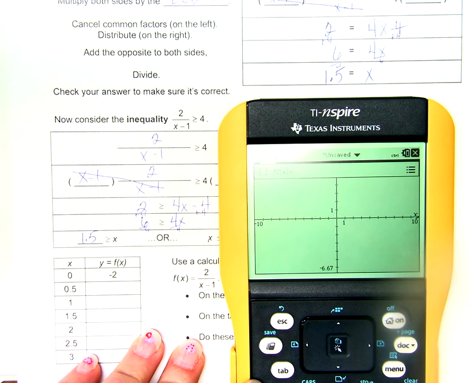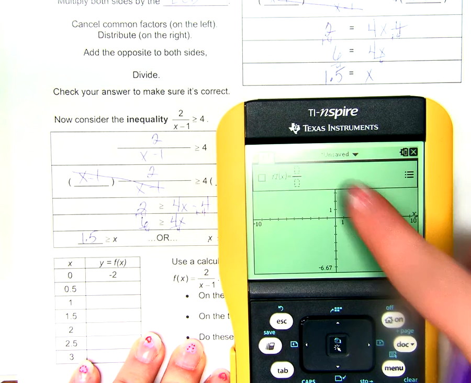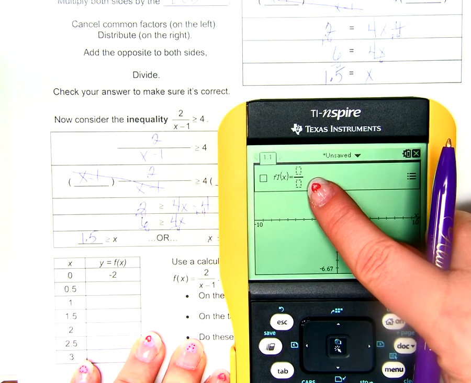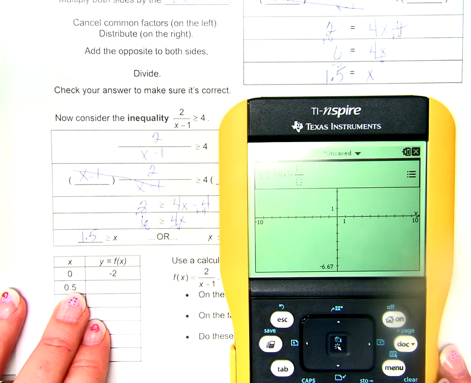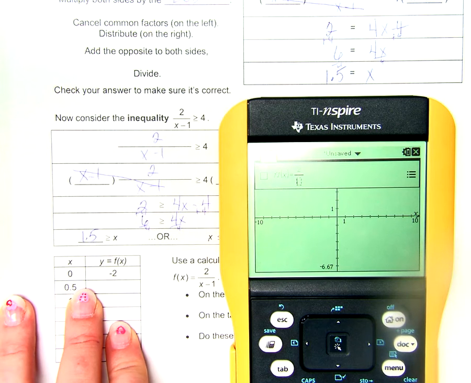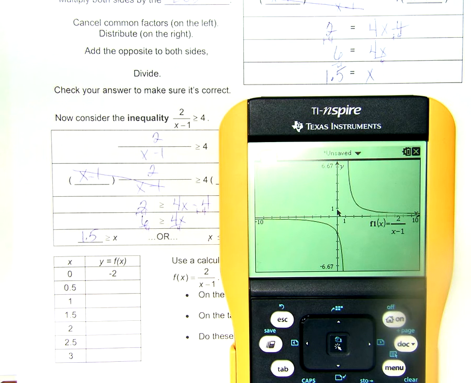Do you remember the whole control divide thing? Control divide gives you visibly a fraction. It is legit. That's why I showed you. So 2 over x minus 1. So that's what it looks like, right? So if I go to the table, Control T.